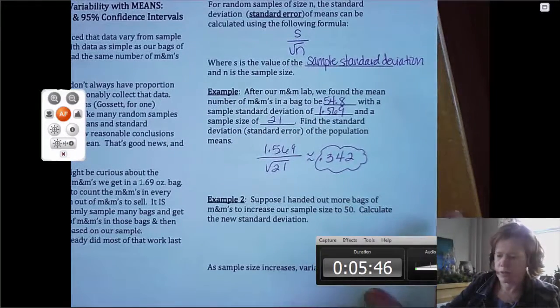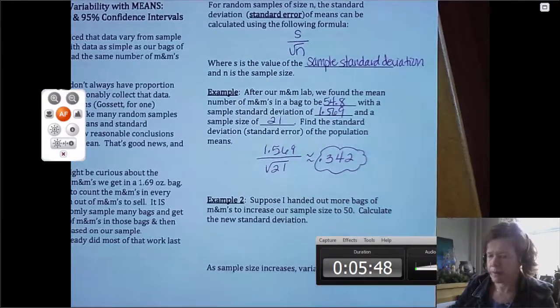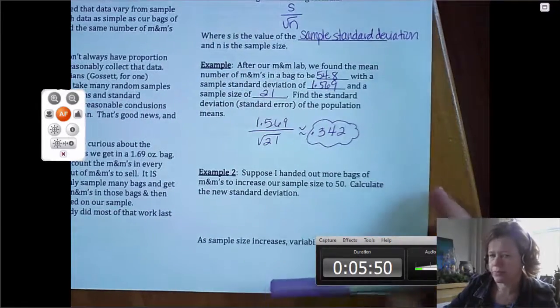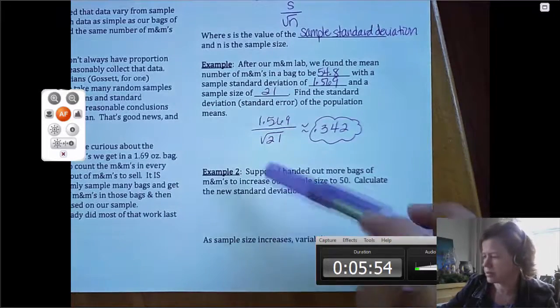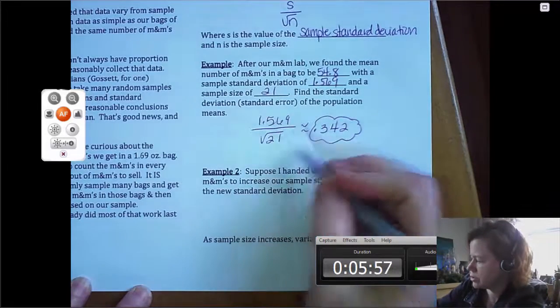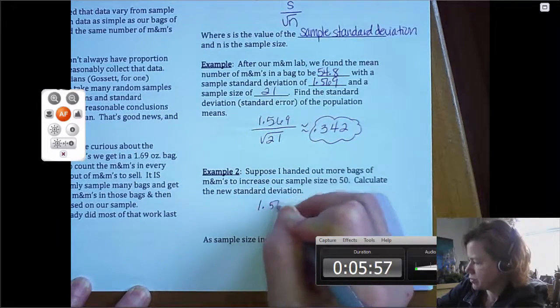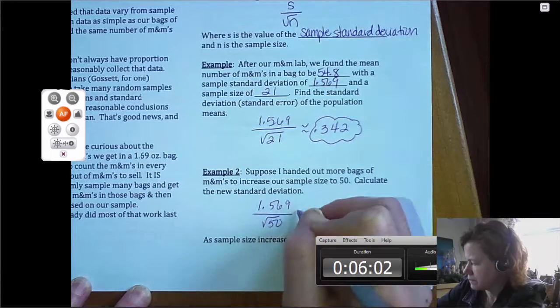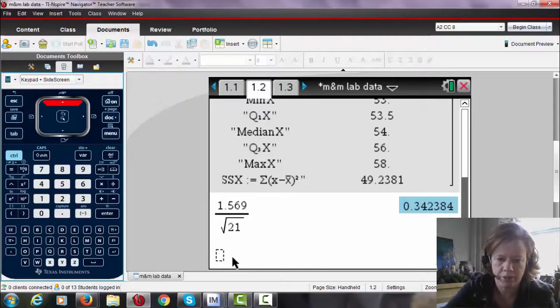Well, what if I handed out more bags of M&Ms and it increased our sample size to 50? We'll assume for now that our sample standard deviation is the same, so the only thing that changes is I'll have the square root of 50 in the bottom of my formula. A quick edit on my calculator page.